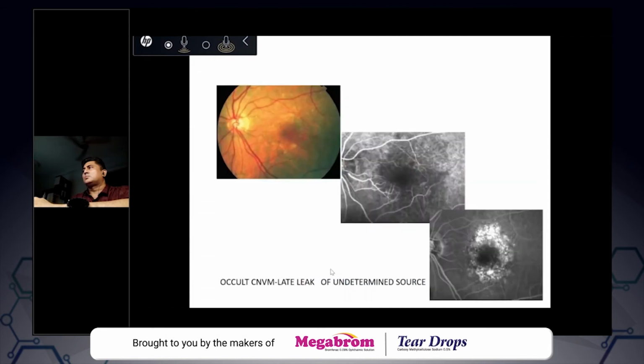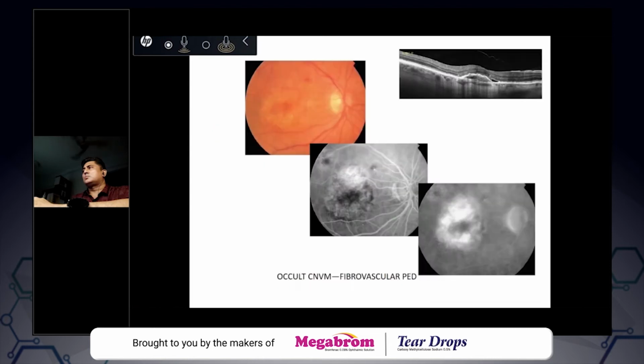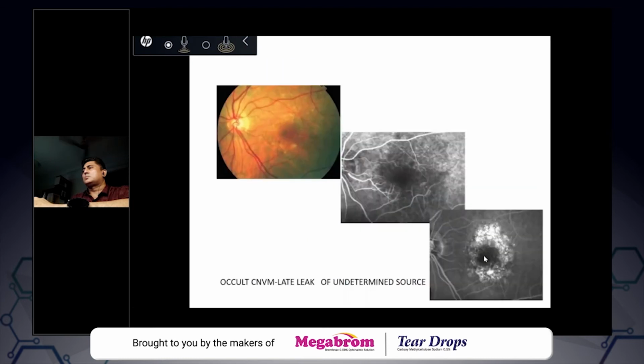The other type of occult CNVM is called a late leak of undetermined source. Here, when you do angiogram, you will not see any leak till 1 or 2 minutes. You will see the leak in the late phase of the angiogram. So that is classic, very early in the choroidal phase, and the occult CNVM of fibrovascular PED by 2 minutes around after the injection. Then, even after 2 minutes, there will be late leak. This is called late leak of undetermined source.